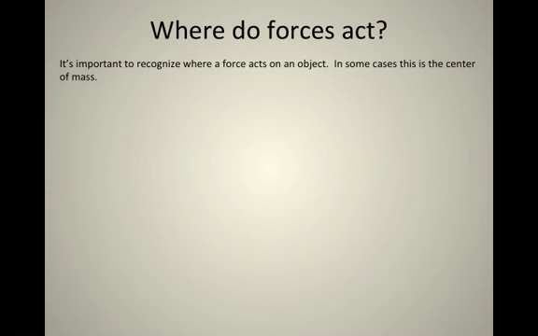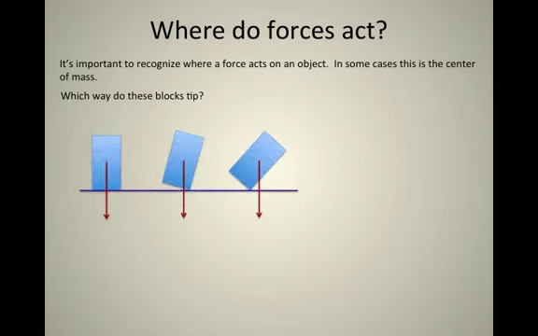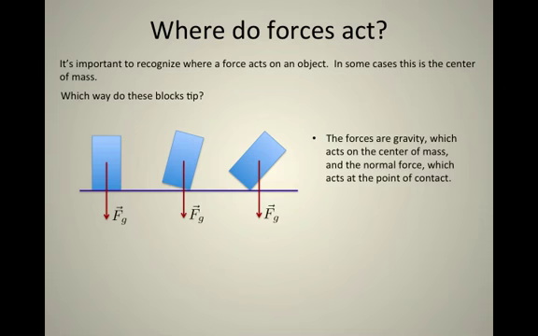Where do forces act? Well, it's important to recognize that in some cases, it goes right through the center of a block. For example, when we think about why some blocks tip over, it's because some forces act through the center of mass and some forces don't. Gravity always acts through the center of mass of an object. So the block that's resting firmly on the table stays that way because its gravitational force pulling downward pulls right from the center of mass across its base.